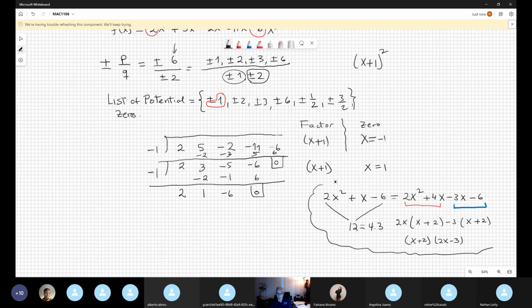Suppose that you don't like that way, or you don't feel comfortable with that way, okay, no problem. You continue synthetic division. Suppose that you continue synthetic division using 2. But actually it's not 2, it's minus 2, no? And the factor is plus 2. Let's bring down 2. 2 times negative 2 is negative 4. So 1 minus 4 is negative 3. And negative 3 times negative 2 is positive 6.